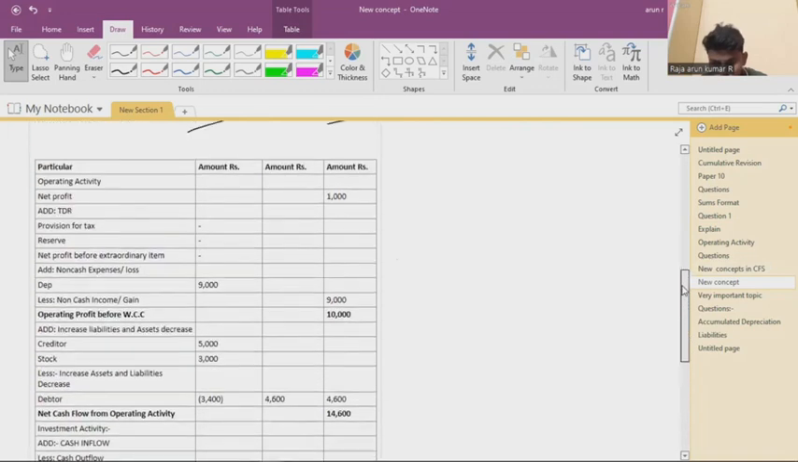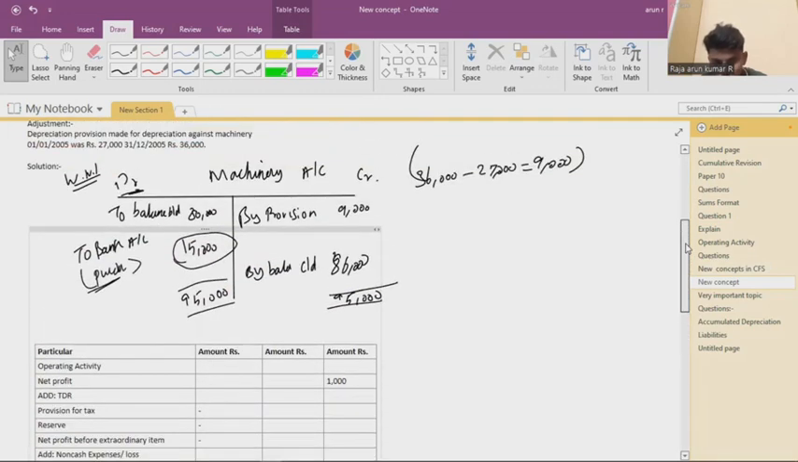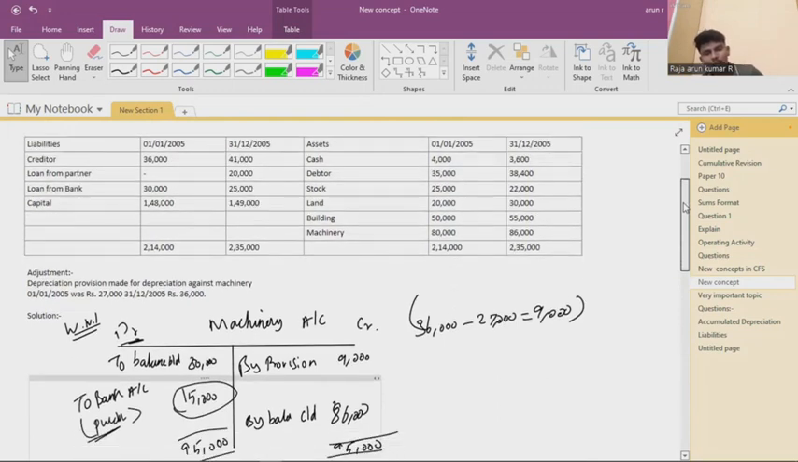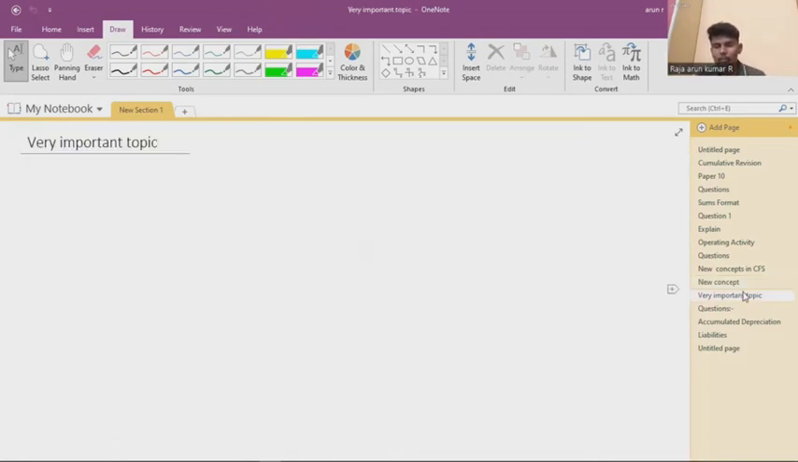We do the format, maybe account. This is the question of the sum. You also note it down. Do it in your home notebook. Practice is most important. Okay, we go with the next new concept.